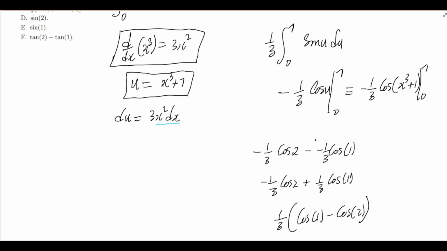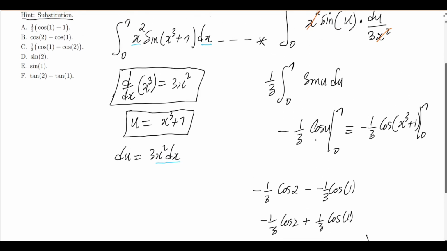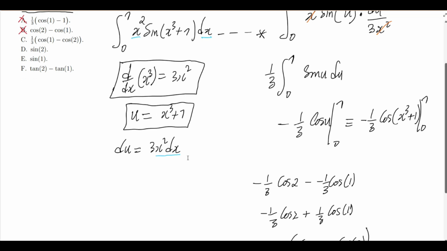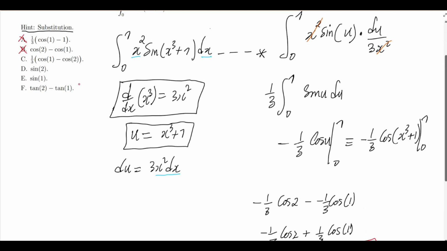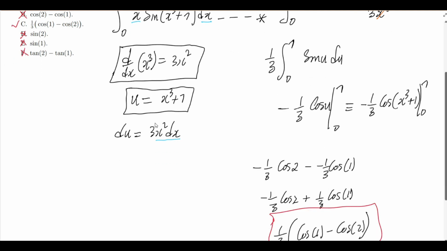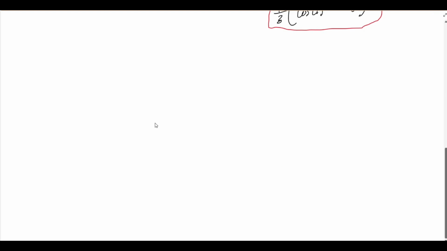We're now going to compare this with our options. Option A says 1/3 cos of 1 minus 1, this is wrong. Option B, there is no 1/3, is wrong. Option C says 1/3 cos of 1 minus cos 2, which is exactly what we have here. So option C is the correct option here, and option D is definitely wrong. So that is it for this question. We're going to move on to the next question.